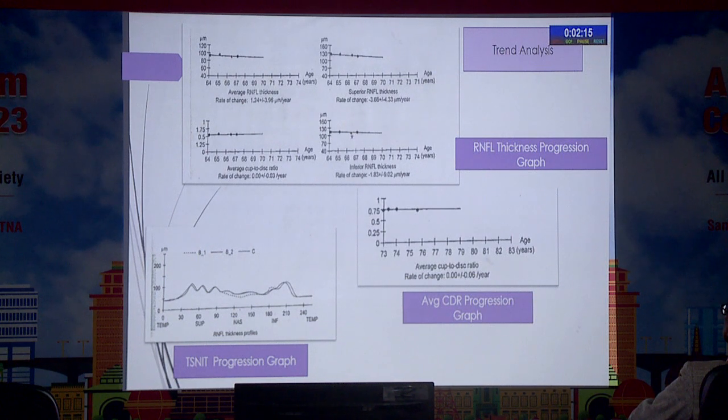Now trend analysis: what the machine does is give you a slope, where you can detect the change over a period of time, and again this is detected with the help of color coding. You can also see that it detects the superior, inferior, and also the average RNFL thickness over a period of time. It also includes the average CDR progression graph.